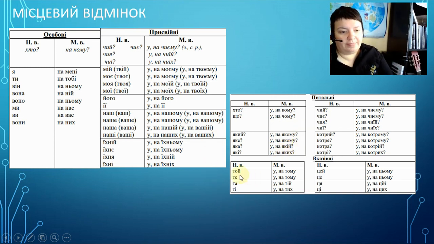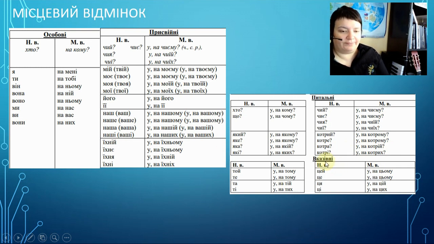Okay. Then, next, whose. So, again, we have the form чий, whose, masculine, чиє, neuter, чия, feminine, чиї, plural. And locative case, у, на чиєму, on whose, the same form is neuter, у, на чиїй, feminine, у, на чиїх, it's plural. Котрий, which one, which order. So, four forms. Again, nominative case, котрий, it's masculine, котре, neuter, котра, feminine, котрі, plural. And the forms. У, на котрому, masculine and neuter are the same. У, на котрій, feminine, у, на котрих, plural.